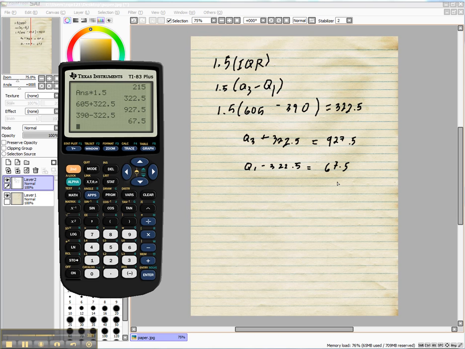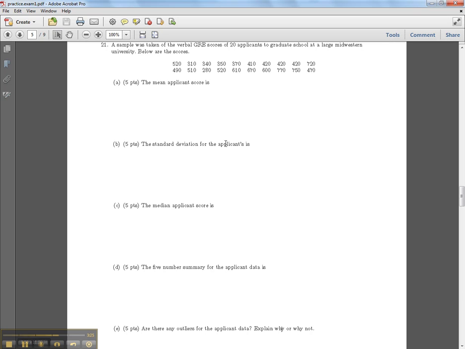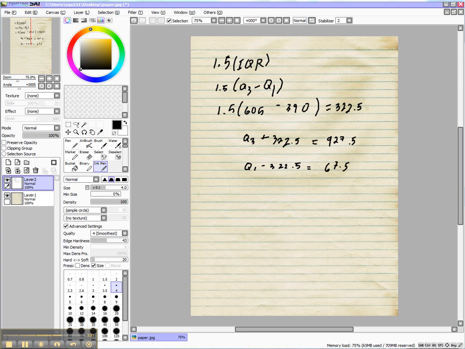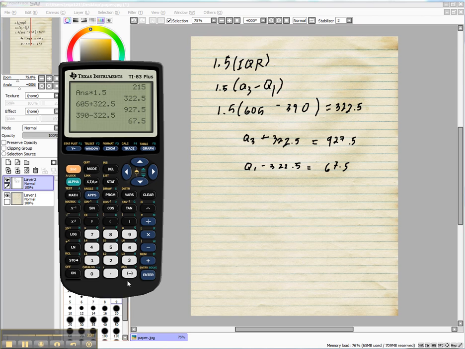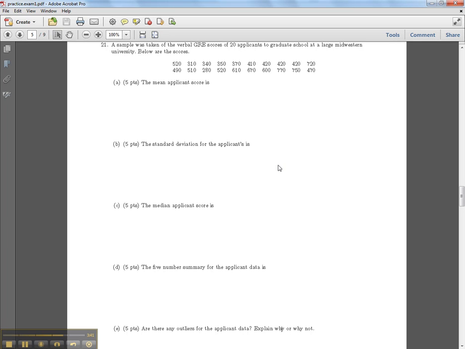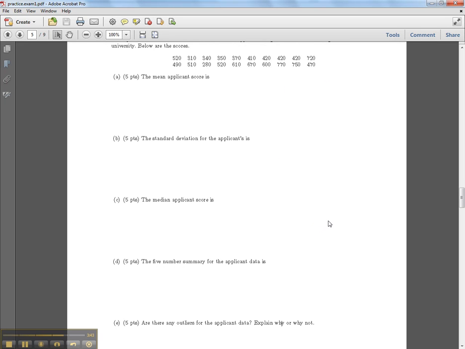Well, we just figured out using the 1.5 times IQR rule that if any of your points of data exceed this number, you are an outlier. Or if you are below this number, 67.5, then you are also an outlier. So going back to our data, are there any numbers here that are below 67.5? You can see for yourself, no, there aren't. And are there any numbers that are above 927.5? No, because your max is, if you remember, 770. So are there any outliers for the applicant data? The answer is no, and this is how you explain it.